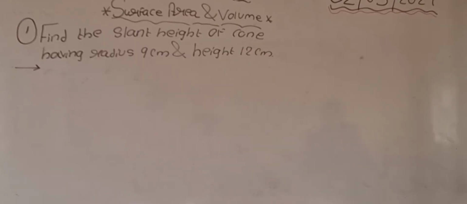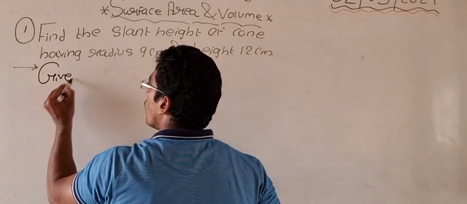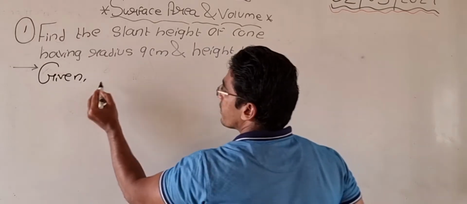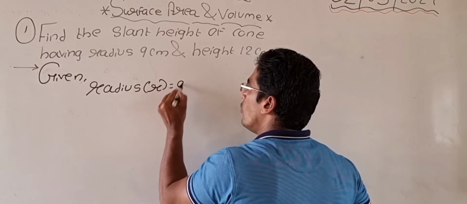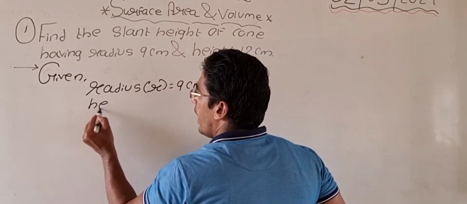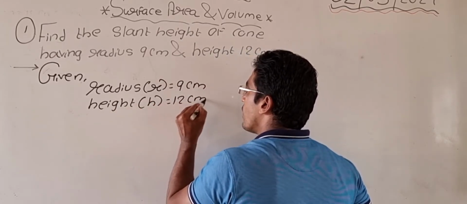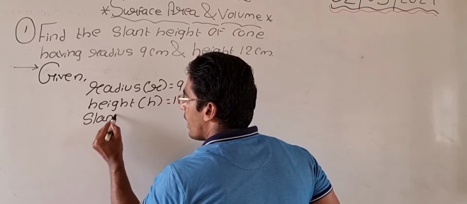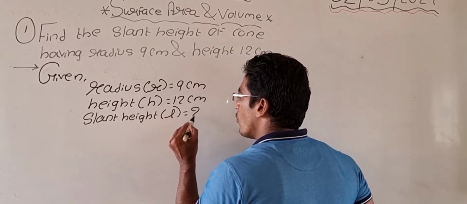Now let's see the first sum. What is given to us? Find the slant height of a cone having radius 9 cm and height 12 cm. So what is given to us? Given radius r is equal to 9 cm. Height, that is our perpendicular height h, is equal to 12 cm. What we have to find out? Slant height, that is l, is equal to question mark.